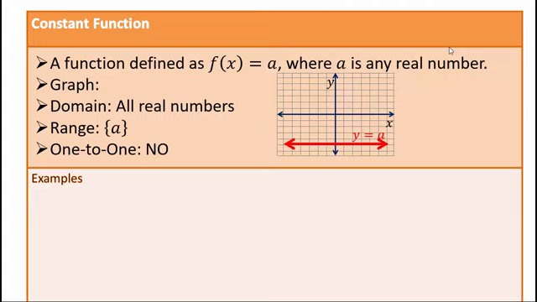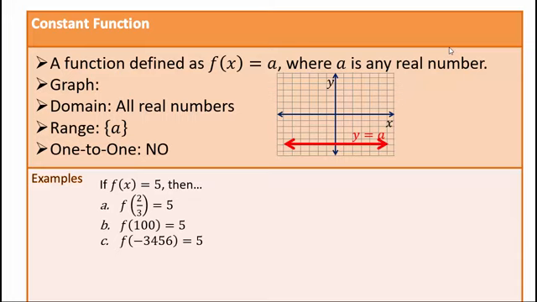Is it one-to-one or not? The answer is no, because it is a horizontal line, so infinitely many inputs provide the same output. So it is not a one-to-one function, and it does not have an inverse. So what does that mean? If I have f of x equals 5, it means that when I plug in 2/3, the output is 5. So f of 2/3 is 5, f of 100 is 5, f of negative 3,456 is 5. What about f of a plus h? Also 5. No matter what the input, the output is always 5.